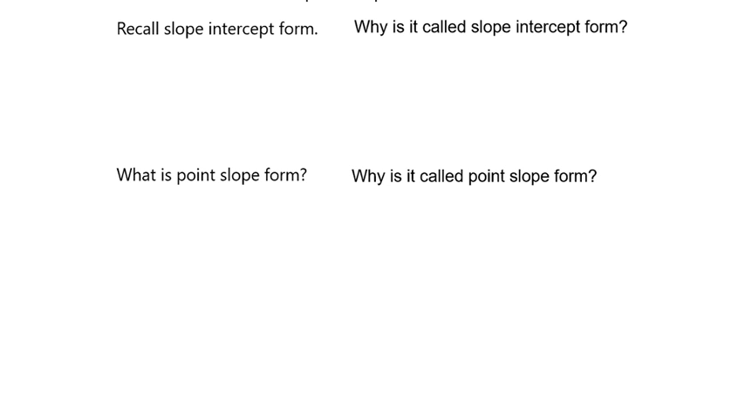In this video, we're going to be talking about point-slope form. So let's first take a second and recall what exactly slope-intercept form is. Slope-intercept form is when we have y equals mx plus b, where m is our slope and the b is our y-intercept. And it's called slope-intercept form because it gives us the slope and the y-intercept. All we need to be able to write it is the slope and the y-intercept.